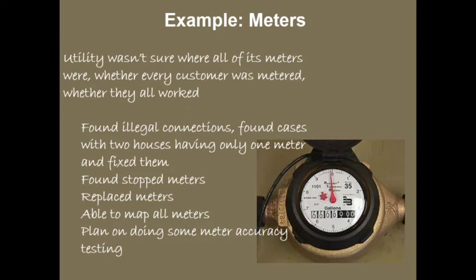They found some stopped meters. They were able to replace meters that were not functioning properly. They mapped all their meters. And their plan for the future is to do some accuracy testing. So the first step is to really find out where they all are. But then the next step is to figure out, well, are they reading accurately? And is the utility losing some revenue because maybe the meters aren't as accurate as they should be?